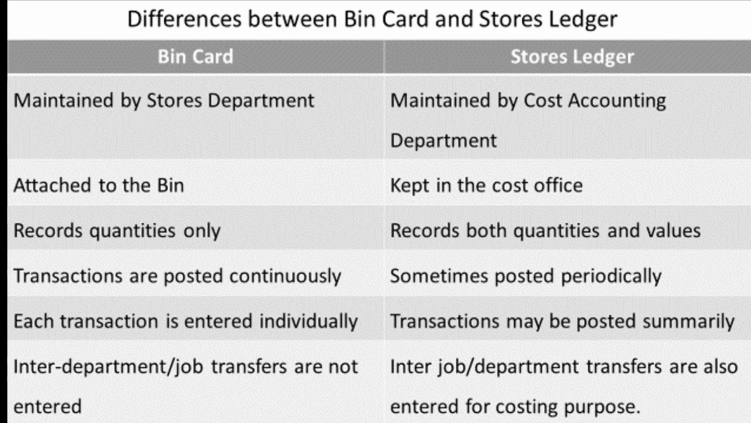In bin card, transactions are posted continuously. In stores ledger, transactions are posted periodically. In bin card, each transaction is entered individually, whereas in stores ledger, transactions are posted summarily. In bin card, interdepartment or job transfers are not entered, whereas in stores ledger, job or departmental transfers are also entered for costing purpose. With this, I end my session.